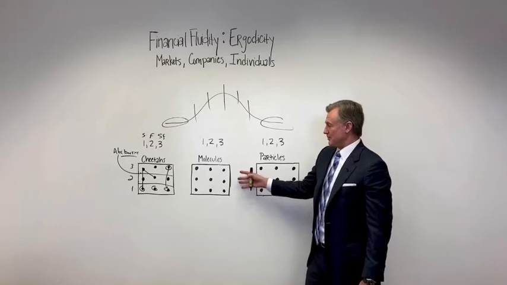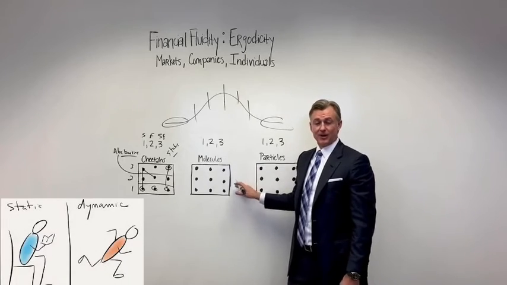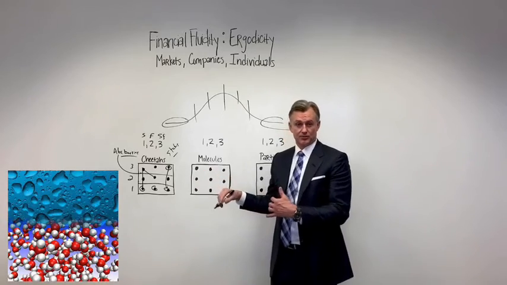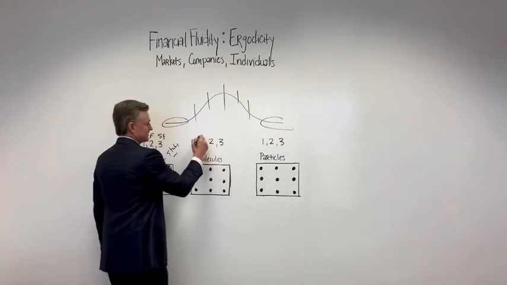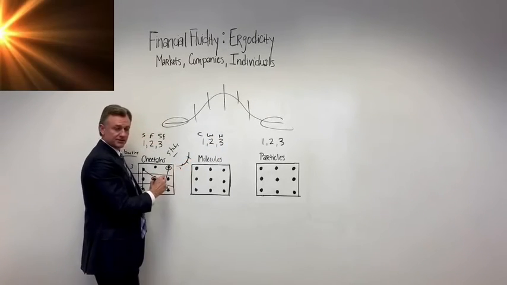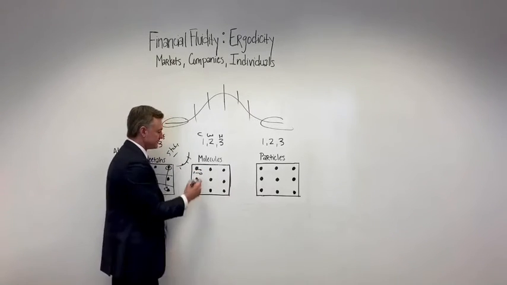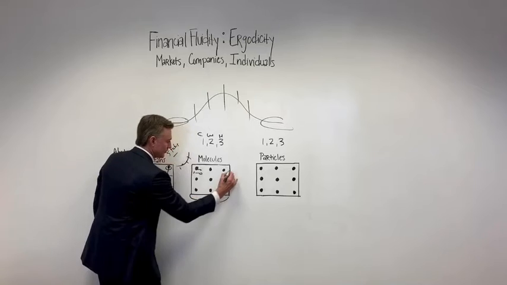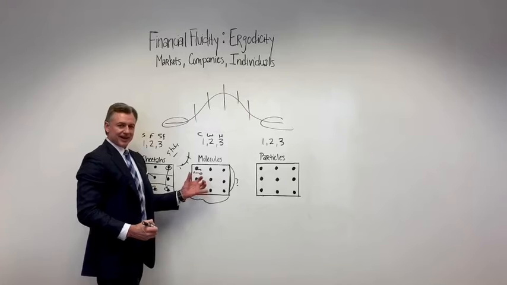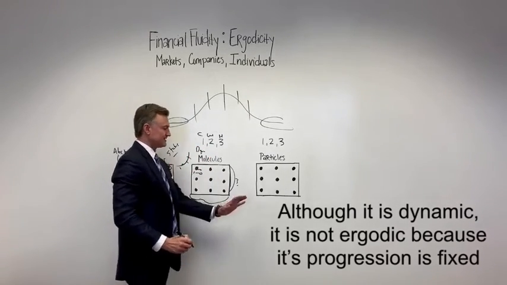Let's take another example. So this is a static system, right? What about a dynamic system? Are all dynamic systems ergodic? Not really. So take molecules. Let's just say these are water molecules. And let's say this is cold, warm, and hot. If we apply a heat source, then we'll see these migrate from 1 to 3. So it'll migrate in a predictable pattern until they're all saturated, and then all of the set would be 3s, right? It's all hot water. Well, that's not ergodic either. That is a dynamic system, but it's dynamic from a fixed kind of state of progression.